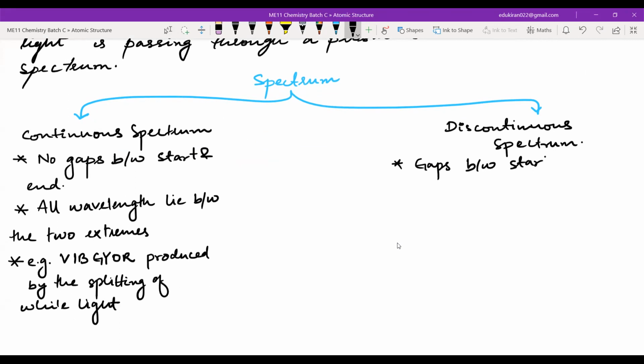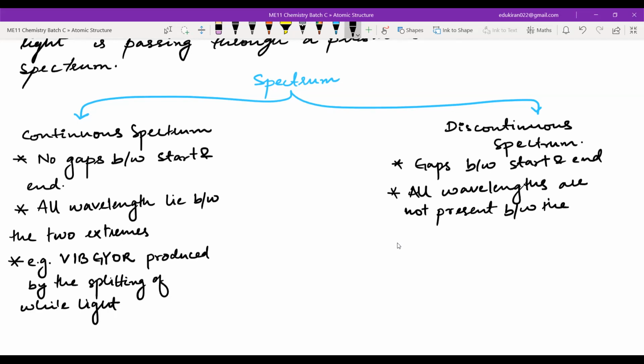Now the discontinuous spectrum will have gaps between start and end. All wavelengths are not present between the extremes.